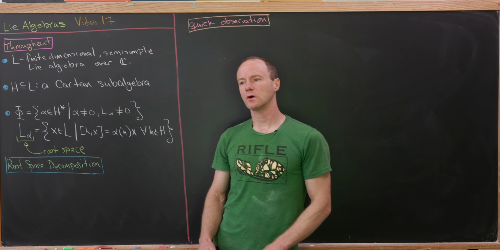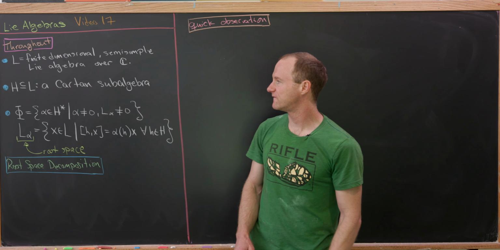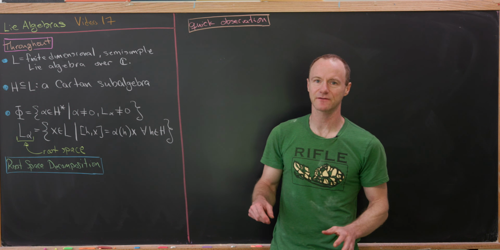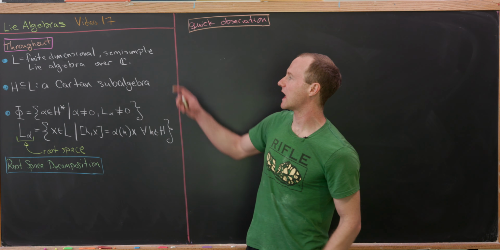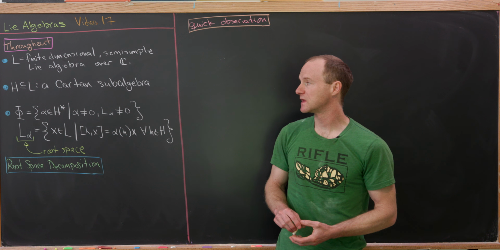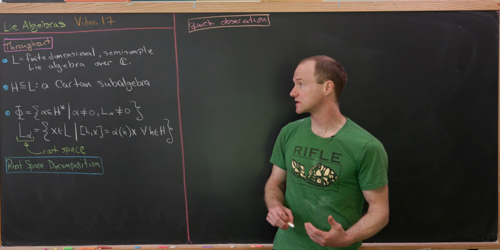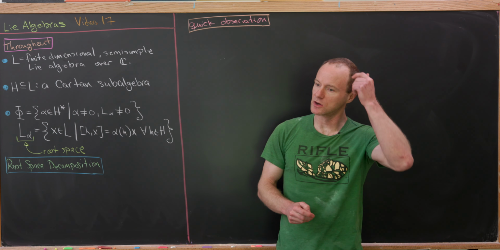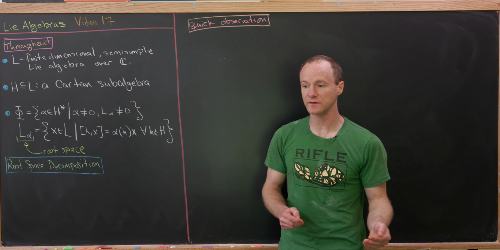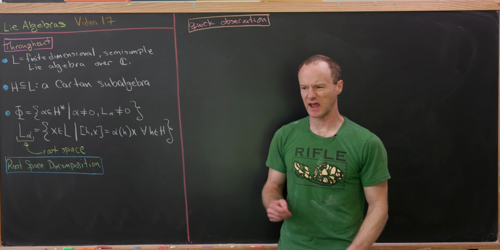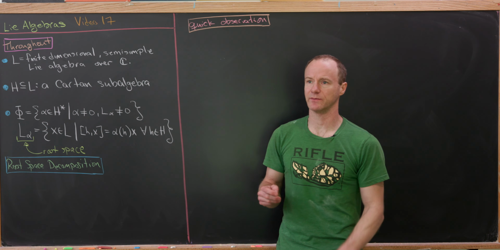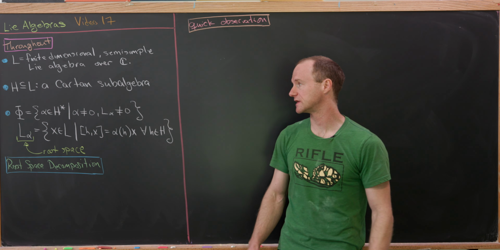Okay, so throughout this video, we're going to fix the following notation, and this notation will be fixed from now on. So L is a finite dimensional semi-simple Lie algebra over C. H is a Cartan subalgebra of L. Remember, that means that it's an abelian subalgebra containing only semi-simple elements, and it has maximal dimension across all subalgebras with those other two properties.